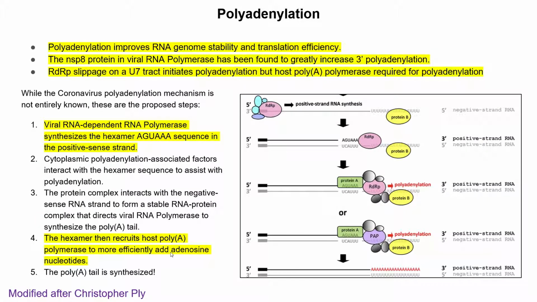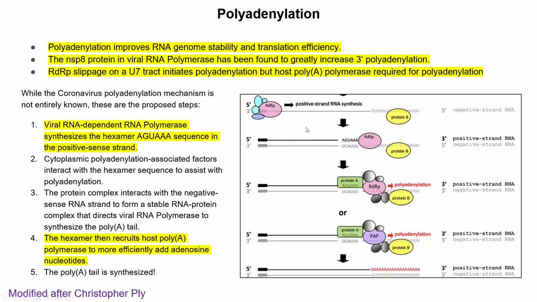So after that, Chris is not here, so we are looking at the polyadenylation. This was a gray area for a long time. The function of that is to improve the genome stability and the translational efficiency. We already know that. The NSP8 protein in the viral polymerase has been found to greatly increase the 3' polyadenylation, but it does not polyadenylate by itself. There are some U7 tracts in there. The earlier idea was that on the U7 tract, the RNA polymerase slips and adds it. We have seen this in VSV and in influenza virus. They all slip on those multiple U tracts.